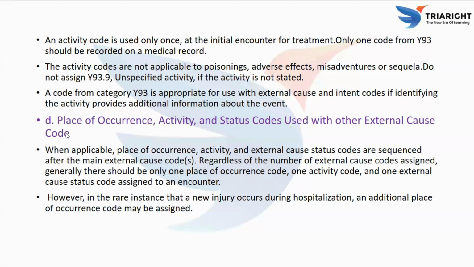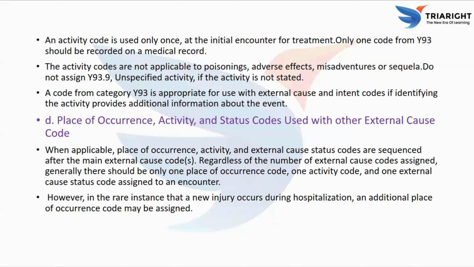So the next guideline is related to place of occurrence, activity and status codes used with other external cause codes. What does this section mean? These are supplementary and they are used with main external cause codes. What is the sequencing rule in these cases? When applicable, codes are sequenced as follows. The first is the main external cause codes, which are from the V00 to Y89 code category. The second is place of occurrence, Y92. The third code is activity, Y93. At last, you assign the external cause status code in the category Y99. These codes are never listed before the main external cause code.